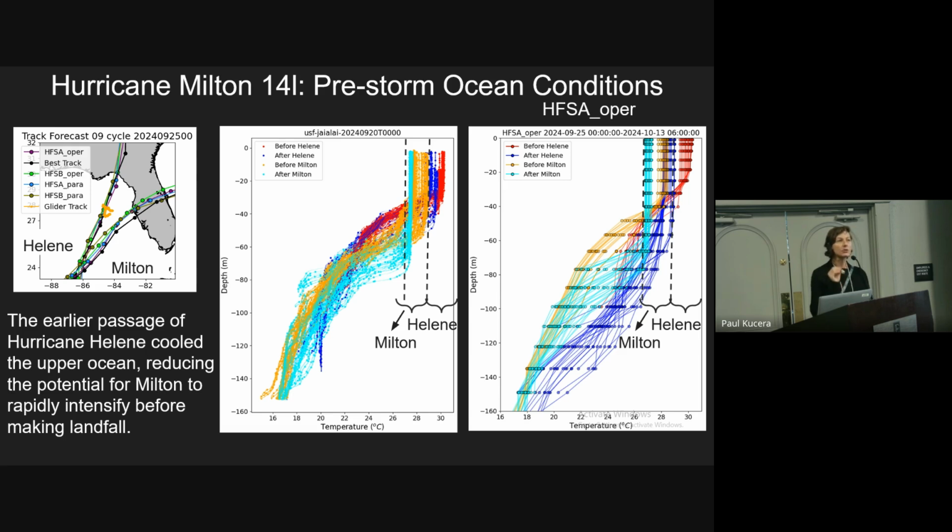Now, it takes about 1 to 2 weeks for the water column to bounce back to pre-storm conditions. However, because Milton was on the way, the sea surface temperature couldn't recover and it continued to cool down, as you can see here in the yellow dots. And it cooled further, as expected, after the passage of Milton, as you can see here in the cyan dots. So we can argue that this continuous sea surface temperature cooling decreased the potential for Milton to experience rapid intensification before landfall.